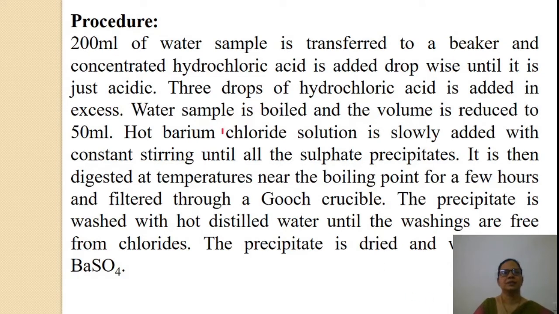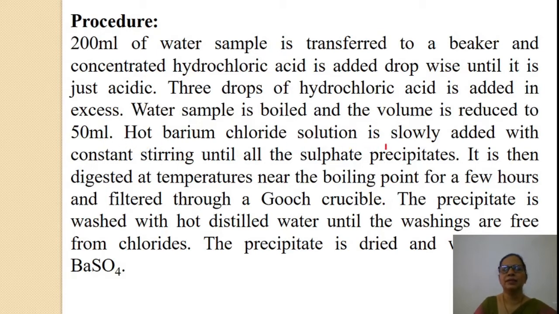Procedure. 200 ml of water sample is transferred to a beaker and concentrated hydrochloric acid is added drop-wise until it is just acidic. 3 drops of hydrochloric acid is added in excess. This is to ensure that acidic condition is maintained. Water sample is boiled and the volume is reduced to 50 ml, from 200 to 50 ml approximately.